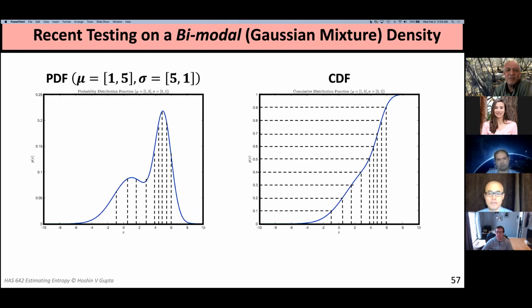Here's the bimodal distribution that we've tested on, just one we got a result for this week. So it's a mixture of two Gaussians, okay? It's not strongly bimodal, but so, we don't know. We have to test other distributions.